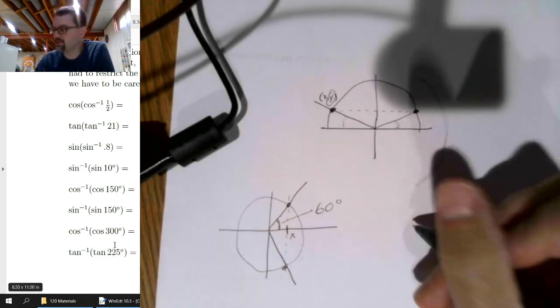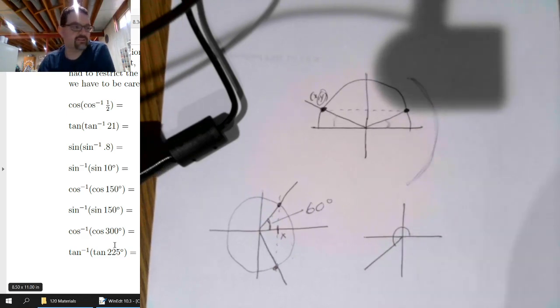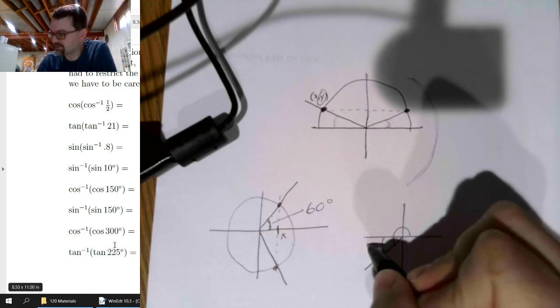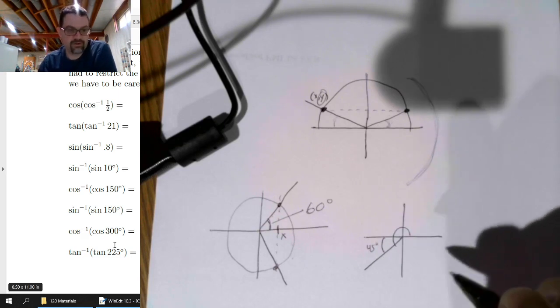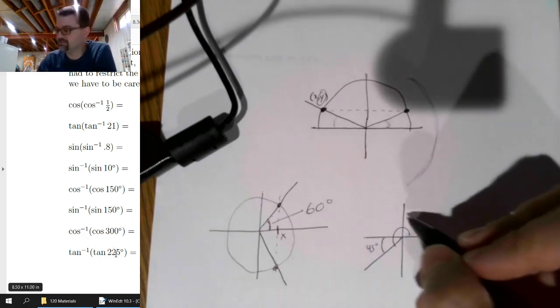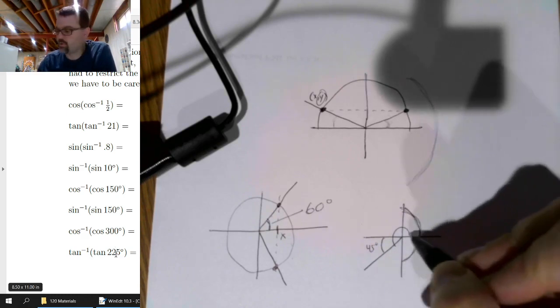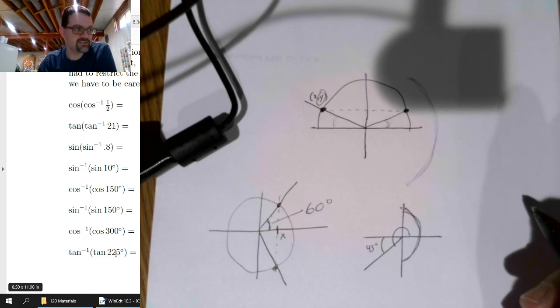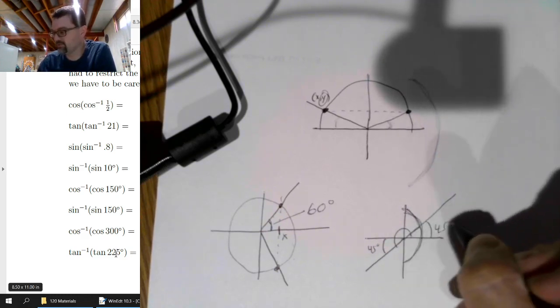Well, 225 is in quadrant 3. It's right there. Here's 225. In quadrant 3 tangent is positive, and this guy has a reference angle of 45 degrees. But inverse tangent of whatever this number of tangent 225 is not going to be 225, because inverse tangent gives you stuff from quadrants 1 and 4. And quadrant 1 is the other quadrant where tangent is positive, so it's going to give you the angle in that quadrant with the same reference angle, which is 45 degrees.